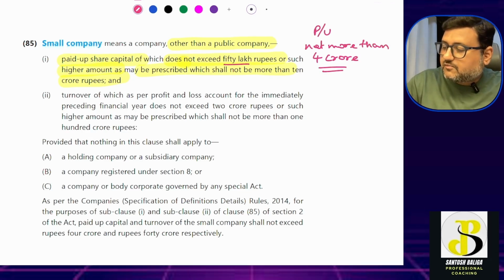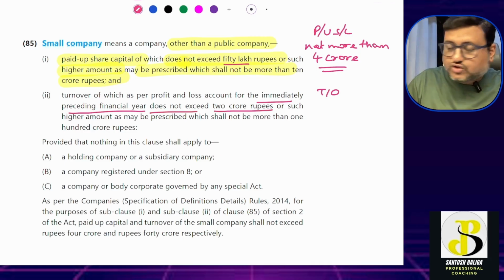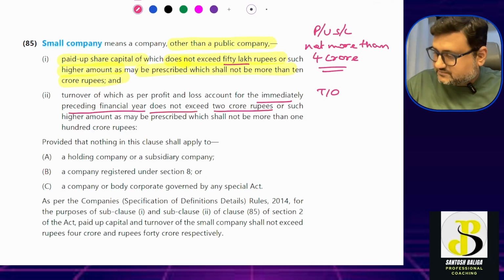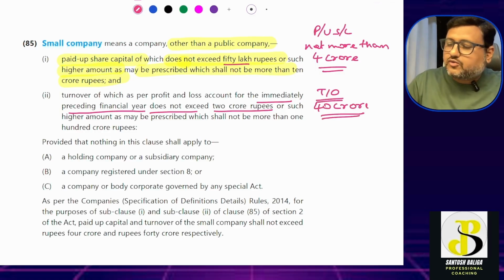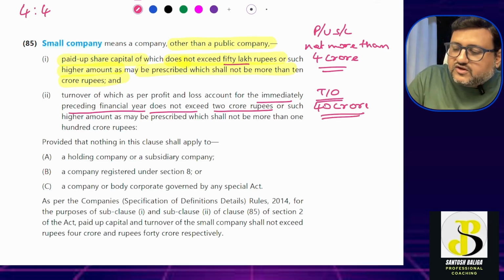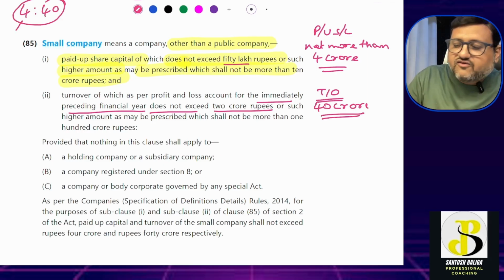Okay, we are speaking about paid up share capital. And for turnover in the immediately preceding financial year, it does not exceed, previously it was 2 crore rupees, it has been amended to how much? 40 crore rupees. Okay, how much has it been amended to? 40 crore rupees. So we can remember it, 4 is to 40. 4 is for paid up share capital, and 40 is for turnover.